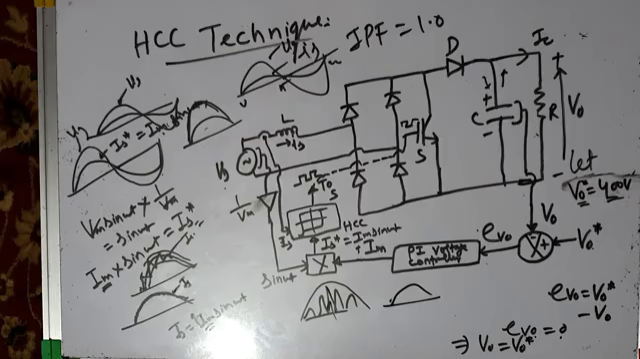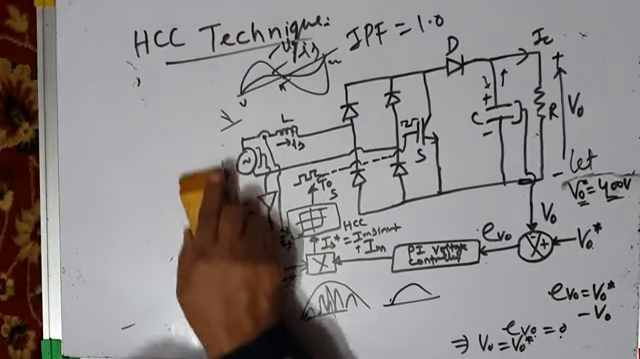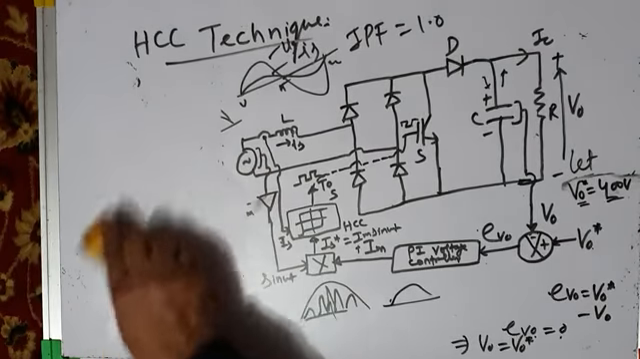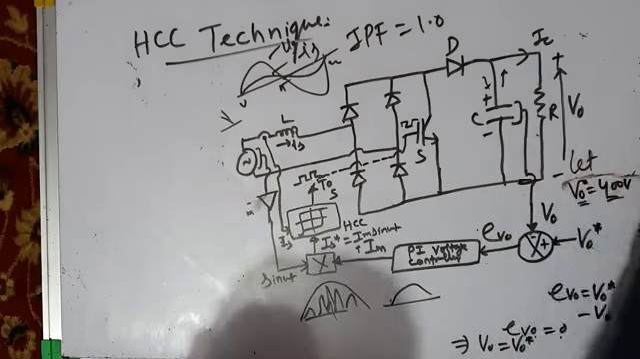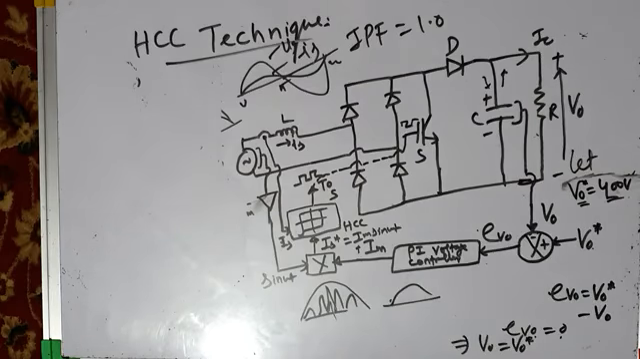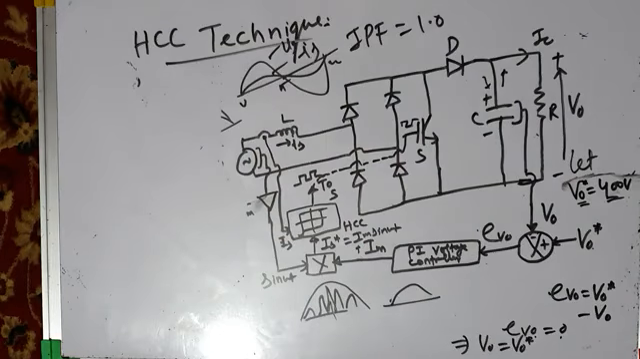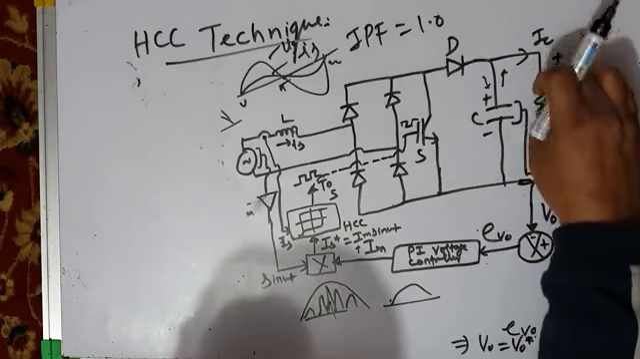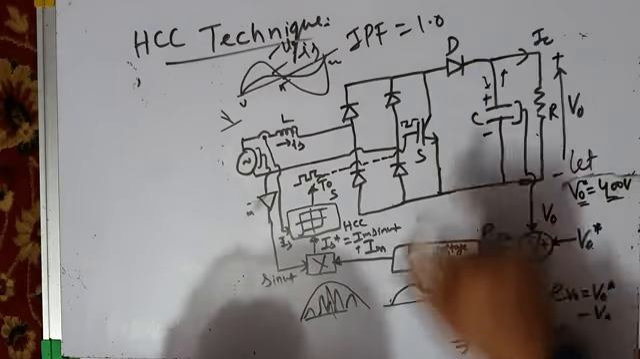Okay. So another problem is the difference between discontinuous conduction mode of operation and continuous conduction mode of operation. If you are removing the load, agar load nahi hai, then in that case you don't need to transfer any energy to the output stage. Why? Because when you are transferring energy to the output stage, a part of that energy is consumed by the load, and some energy charges the capacitor.